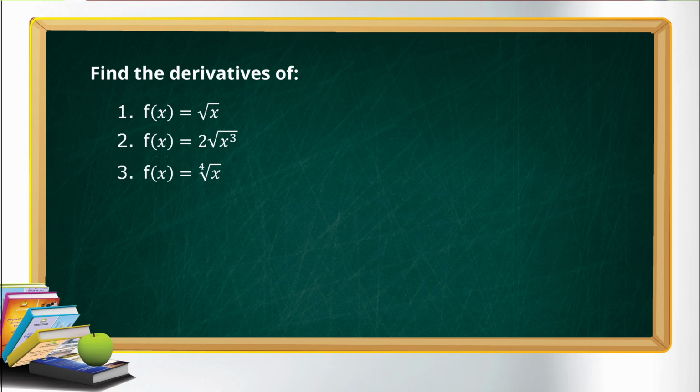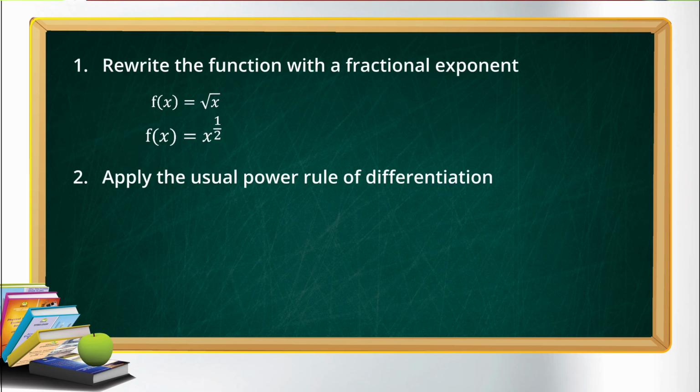The first one, find the derivative of f of x is equal to square root of x. We know that the square root of x can be written as x to the power half. But sometimes it is just best to memorize and remember that square root of x is equal to x to the power of half. We continue.